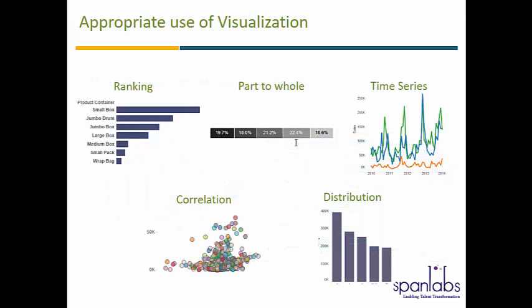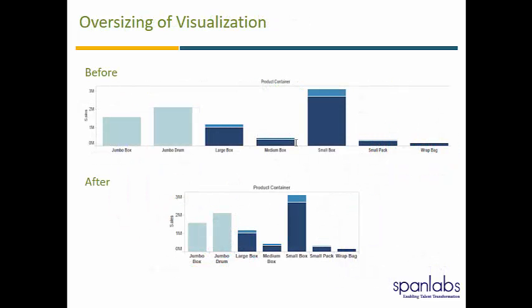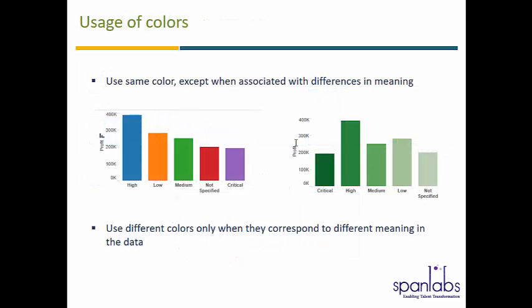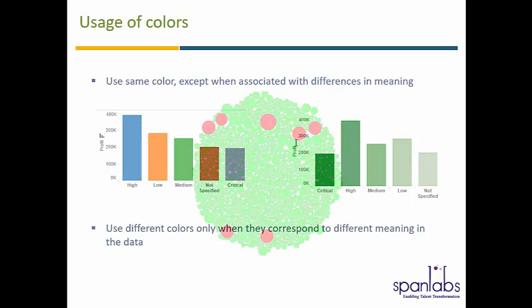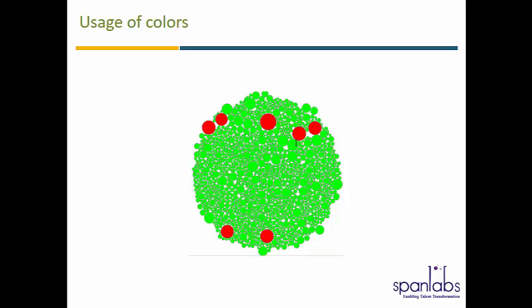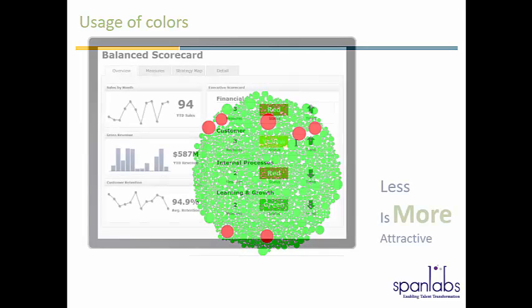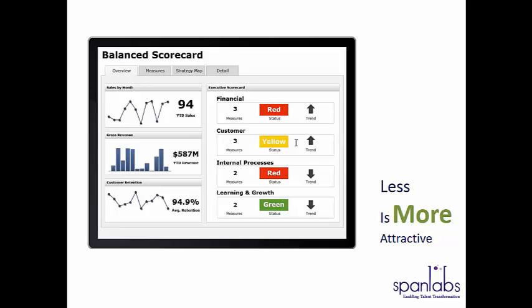There should not be oversizing of visualization. The usage of colors should be smart. You can use the same color except when associated with differences in meaning. To guarantee that most people who are colorblind can distinguish groups of data that are color coded, avoid using a combination of red and green in the same display. And I'm sure all of you have heard that less is more attractive.